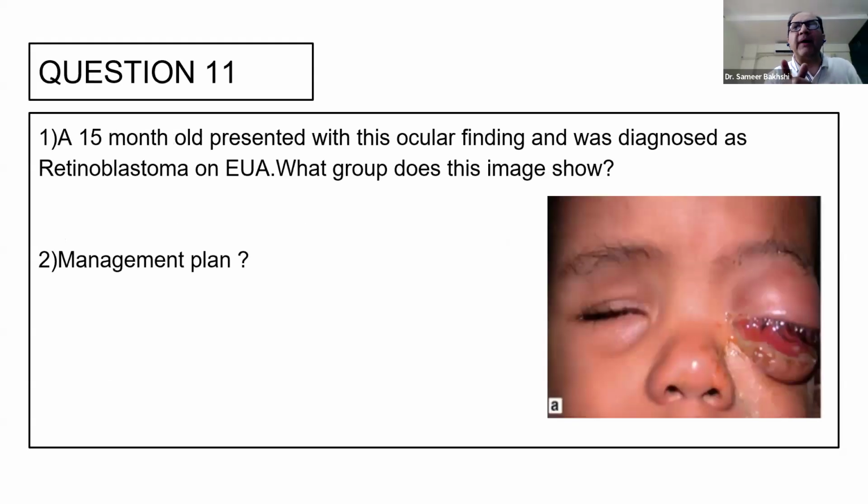Next slide. Tell me when I have to stop. How many minutes more we have? I think we have time till 4. Okay, so I can take another 5 minutes.